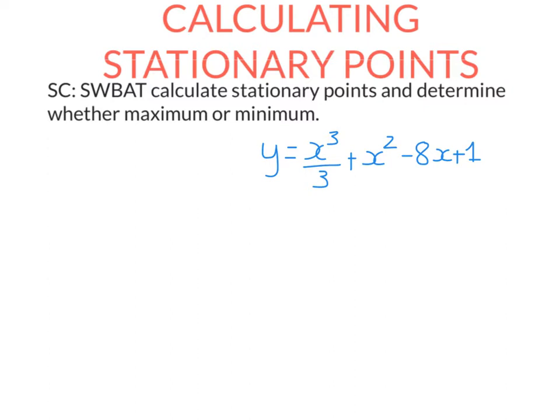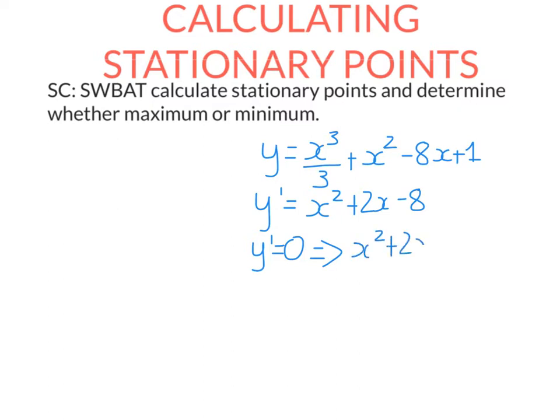Remember, we learned in a previous video, the stationary points occur when the derivative is equal to 0. So the derivative of this function, again going term by term, is just x squared plus 2x minus 8. So the stationary points occur when the derivative is equal to 0. Because remember, the derivative is the gradient, and the stationary points are precisely the points where the gradient is 0, when the function is neither increasing nor decreasing. So if in this case the derivative equals 0, we have x squared plus 2x minus 8 equals 0.